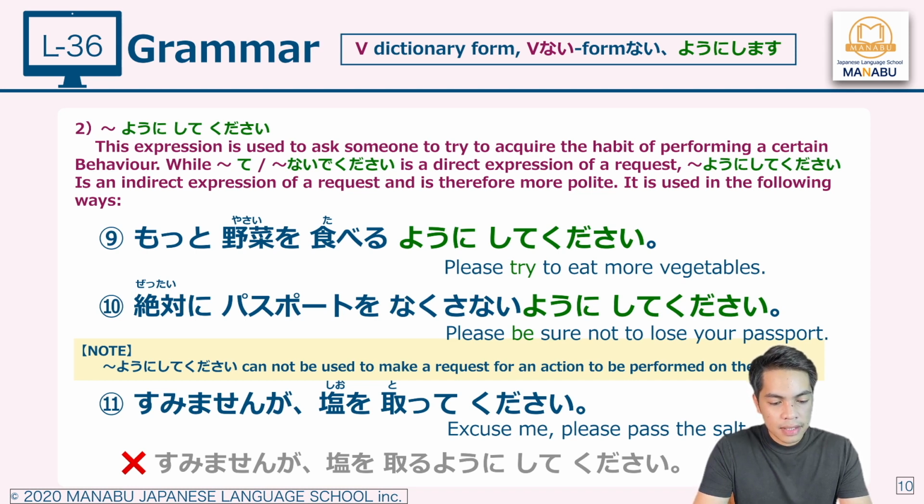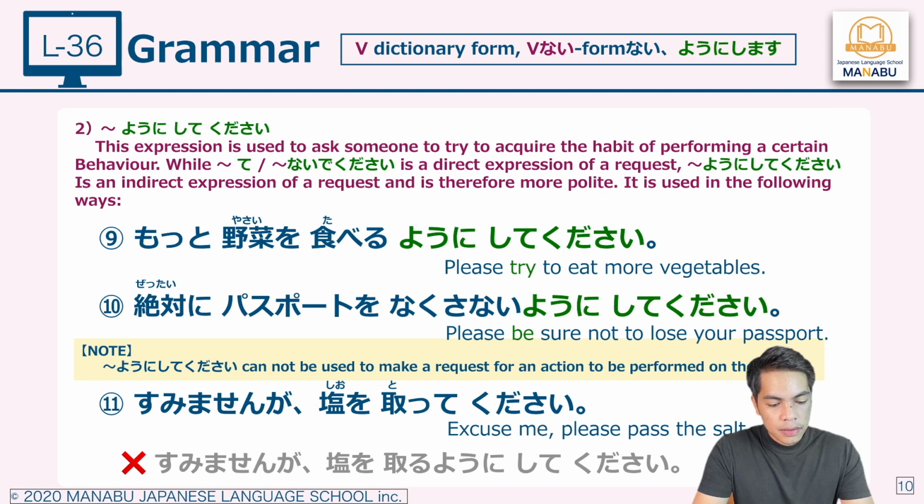Example number 10. 絶対に Passport o nakosanai yo ni shite kudasai. Please be sure not to lose your passport. So, zettai ni, without fail, make sure. Passport o nakosanai, from the verb nakoshimasen. So, the negative form of the verb nakoshimasu, to lose. Passport o nakosanai, not to lose your passport. Yo ni shite kudasai. Please make sure.